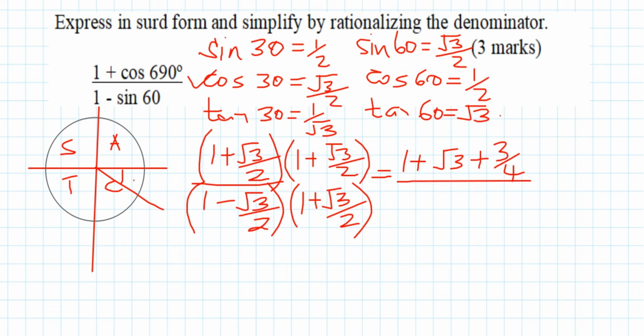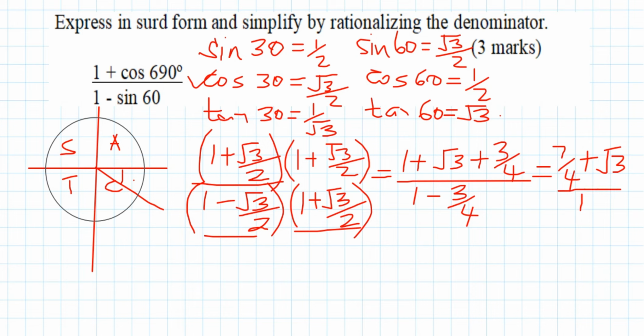And all this is going to be divided by, when you look at these two again, that is a difference of two squares. And so in this case, since it is a difference of two squares, we are going to have 1, and then you take away 3/4. And now, after that, you put the like terms together. In the numerator, you're going to have 1 plus 3 all over 4, which is going to give you 7 over 4, and then plus root 3. And all this is going to be divided by 1 minus 3/4, which is going to give us a quarter.